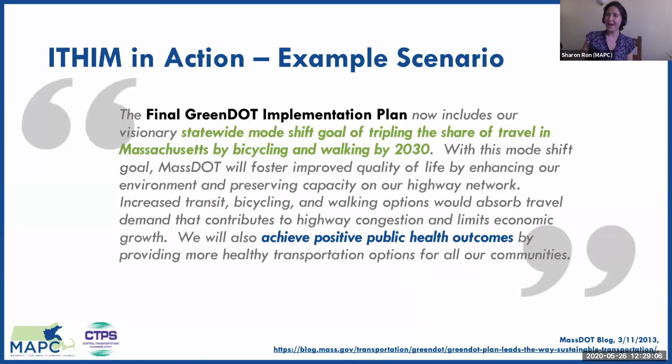Today's example scenario comes from the MassDOT's GreenDOT Implementation Plan. This was a plan published in 2015 that had a vision for the state for tripling the share of travel in Massachusetts by bicycling and walking by 2030. While this was in the context of greenhouse gas emissions, part of this vision statement was set in the context of achieving positive public health outcomes. So when we're looking at this scenario, we want to articulate and quantify what exactly those public health outcomes might be for achieving this scenario of tripling the share of biking and walking. So Barry, next slide.